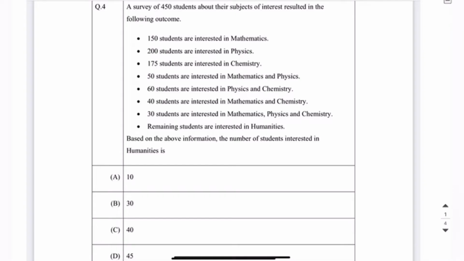2022 EXE aptitude paper. So this is question number 4. It is given a survey of 450 students about their subject of interest resulted in the following outcome. So this is the data.